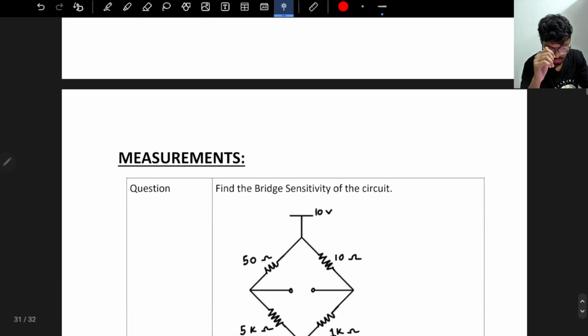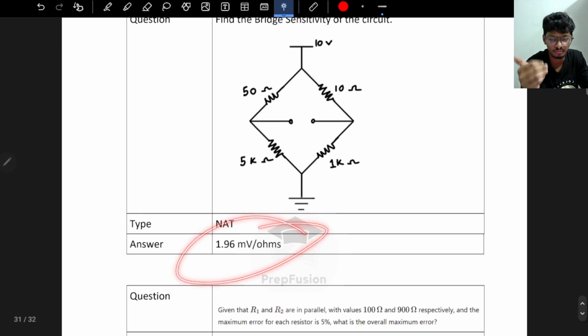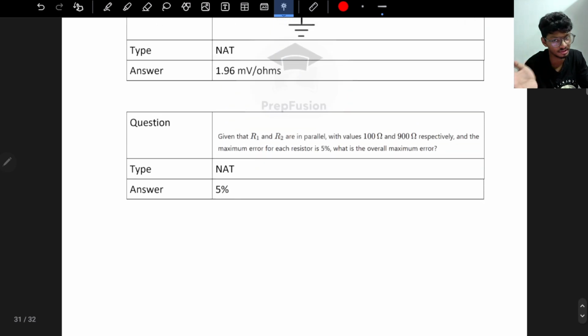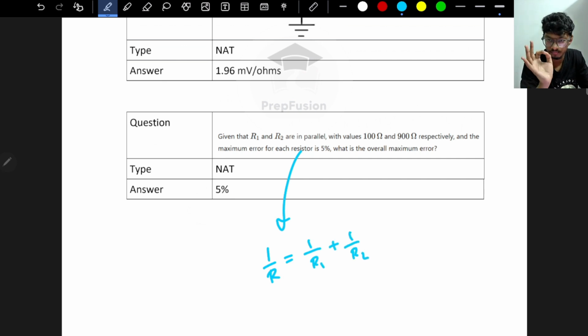In measurement, again a bridge sensitivity question came. Again this is a standard question, 1.96 millivolt per ohm. This type of question I have solved multiple times in my full course. Whenever you are in doubt, just write down the equation: 1 by R equals 1 by R1 plus 1 by R2. You choose R1 and R2 to be maximum error. Maximum error will be what? 5%, right? So R1 will be equal to 105.